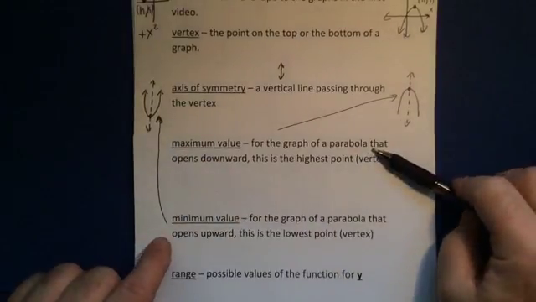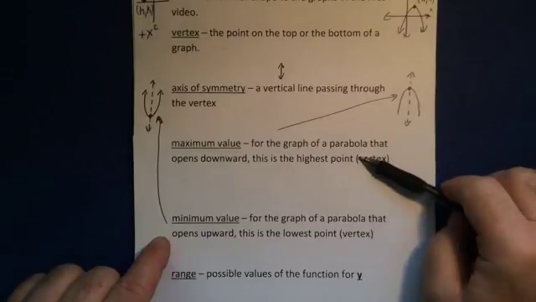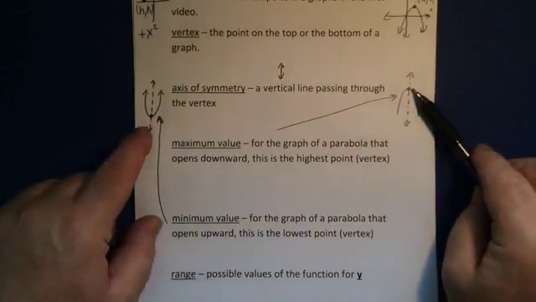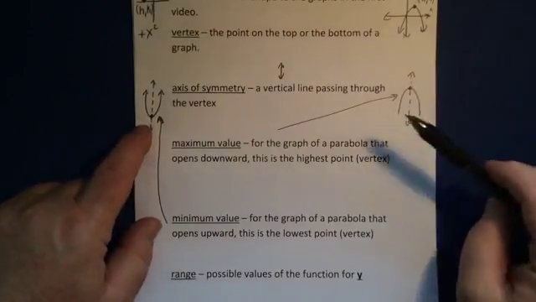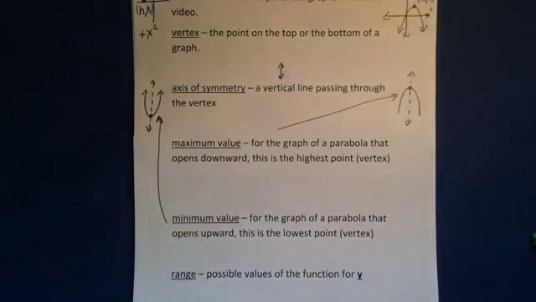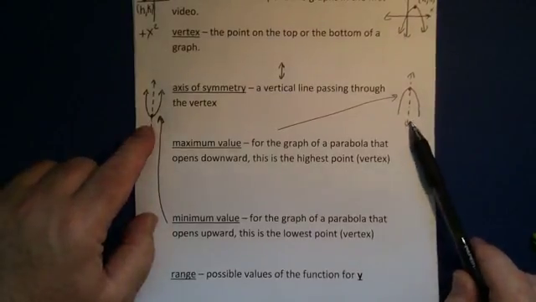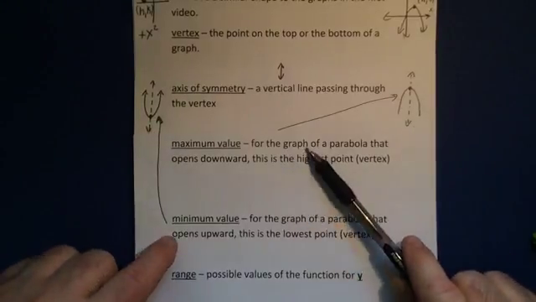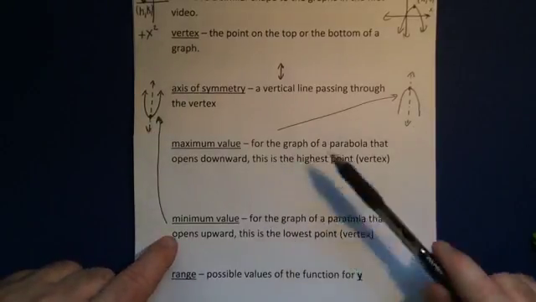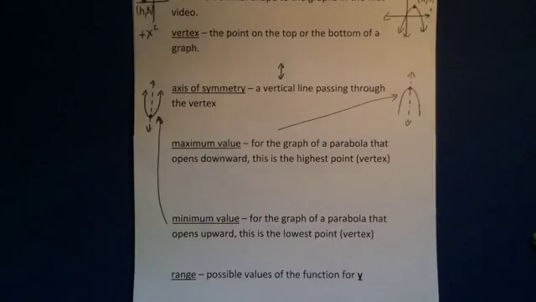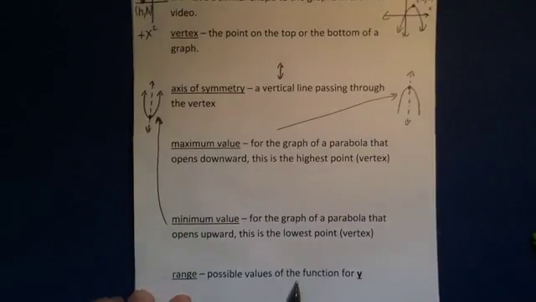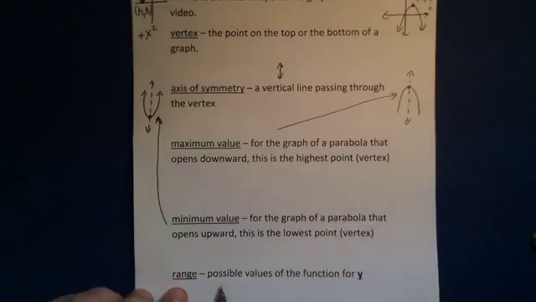One thing about maximum and minimum values too, the maximum and minimum value is also going to correspond to the vertex. So we see that the vertex has a lot of connections here. The vertex is connected to the axis of symmetry because the axis of symmetry goes through it. The vertex is also going to help define the maximum and the minimum value. And then the one last characteristic we talk about is range. So possible values for the function of y.